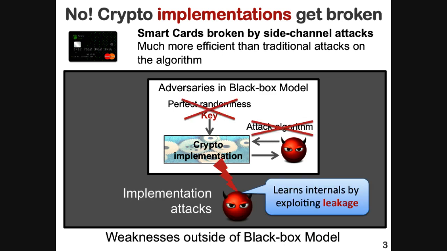Okay, so what is the problem? Essentially, this adversary moves outside of this black box world. He moves to exploit some weaknesses of the implementation. And he can, for example, measure side channel information that emits from executing this device. And that's usually called the leakage.